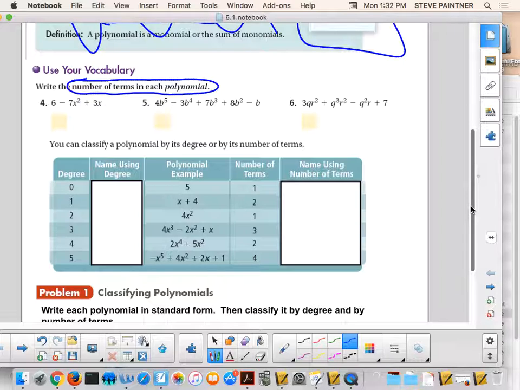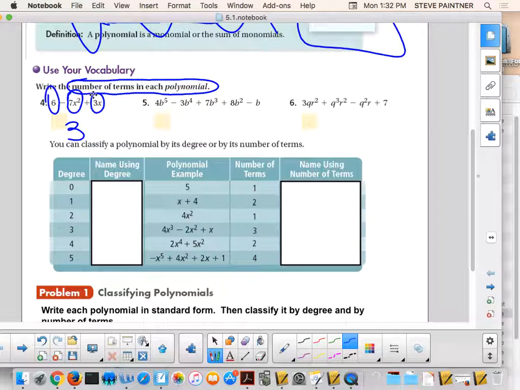Okay. Tyler, how many terms? How many terms do you count? 3. He says 3. Do you agree with him? Yes. 6 is a term. Minus 7x squared is a term. Plus 3x is a term. What separates terms? Plus or minus? Yeah, 3 is the answer.